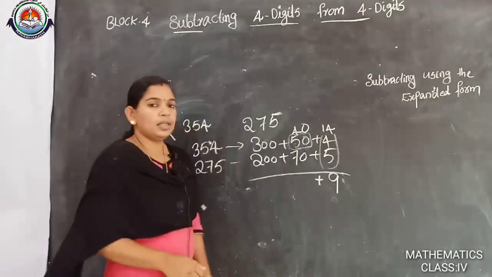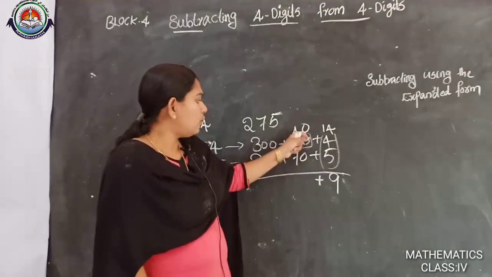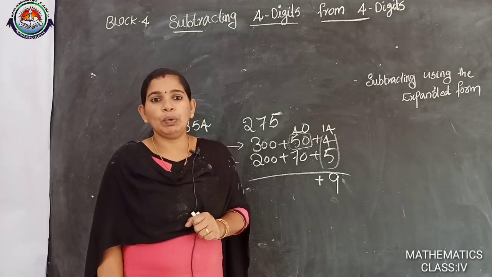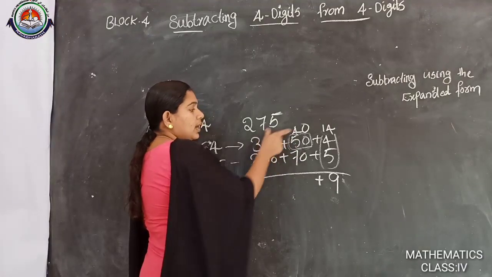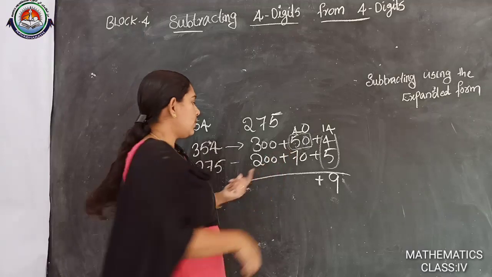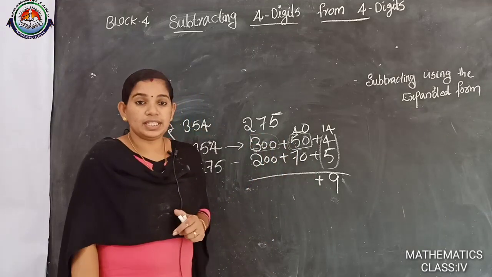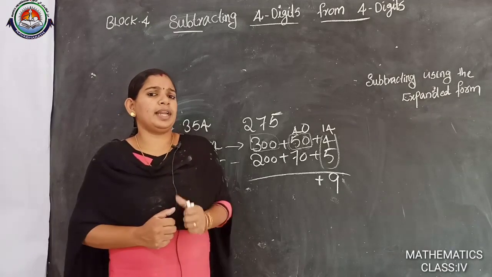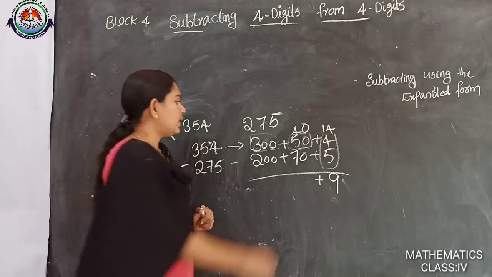Then here, not 50, only 40 is there. Then is 40 minus 70 possible? No. So we take 100 from the hundreds place digit. Here already 300 is there. We are taking 100 from the 300. What is remaining here? Yes, 200 is remaining here.